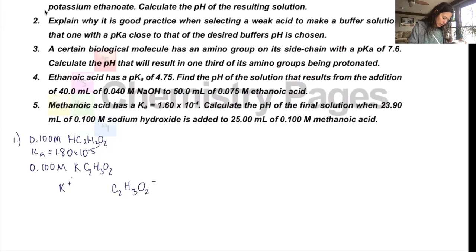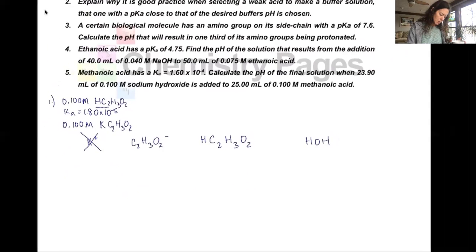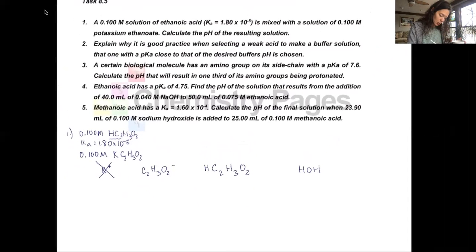Potassium will always be spectator ions. We've also got water, so these are our major species. I'm going to always write water. Water is here as well. So these are our major species present. Let's look at what we're asked for. Calculate the pH of the resulting solution.